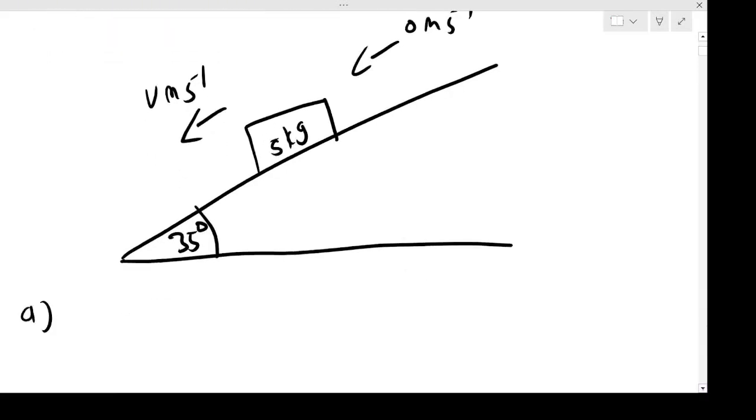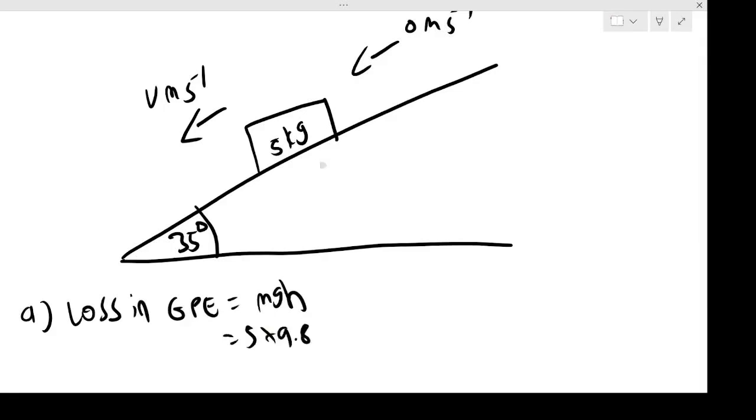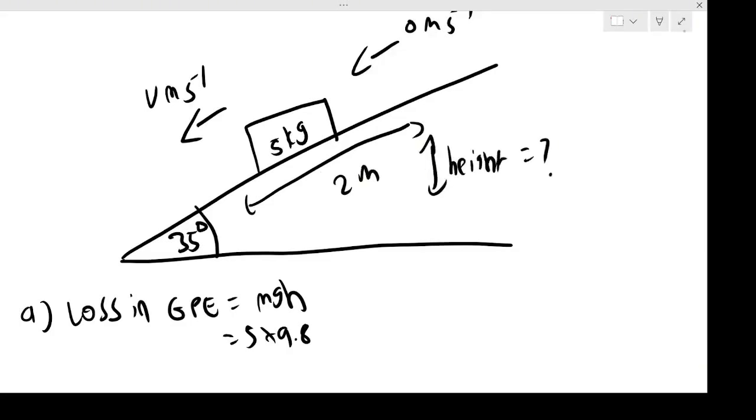Potential energy. Okay. So we know that the loss in GPE, the potential energy again, is mgh. Okay, so we know the mass is 5, we know that g is 9.8. However, the height, okay, it's going 2 meters down the slope like this. However, that is not the vertical height. This is the height that I'm interested in. How do I work that out?